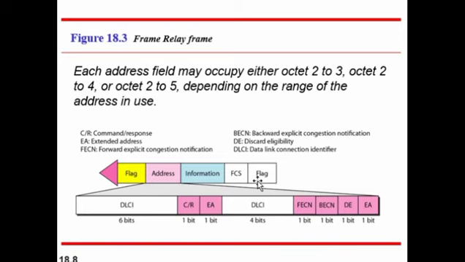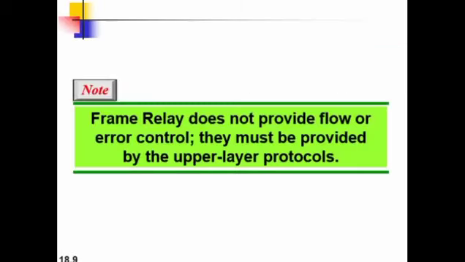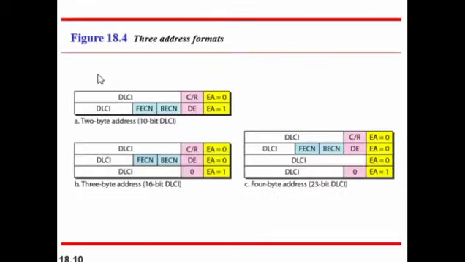The PDU of the frame relay is a frame, and for ATM, asynchronous transfer mode, it is a cell. So here you can see that frame relay does not provide flow or error control. They must be provided by the upper layer protocols, right? So it does not itself provide flow or error control. This is again some simplification of the address formats of the frame we just discussed above.